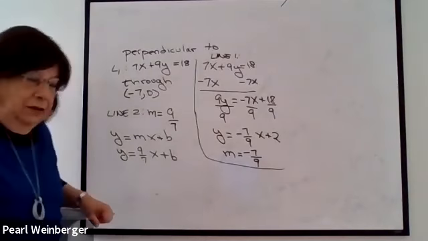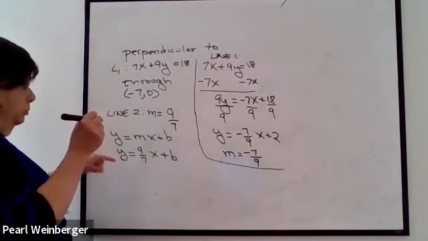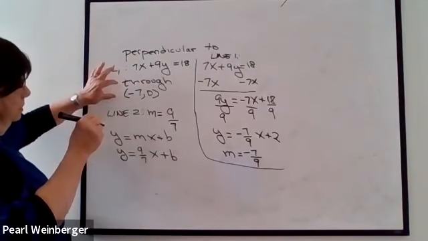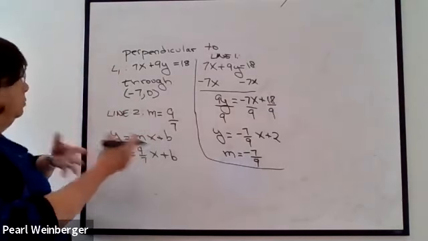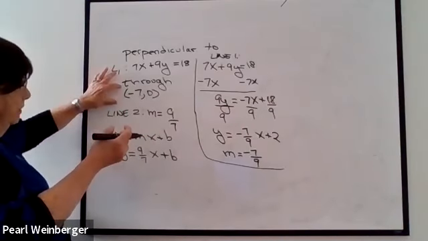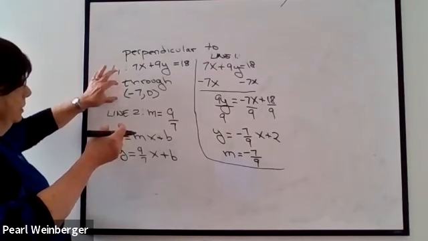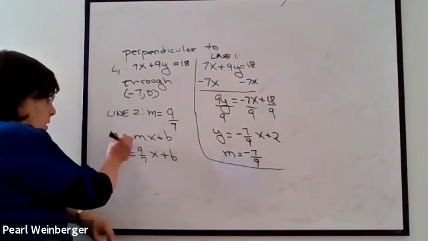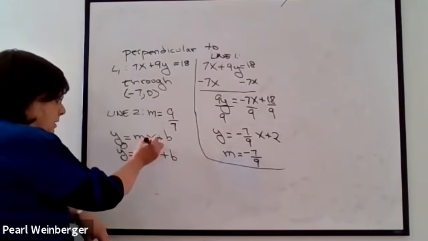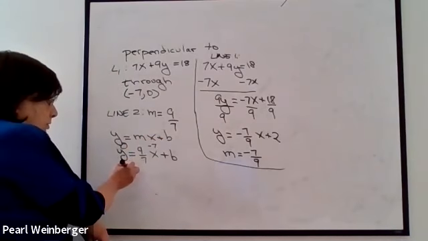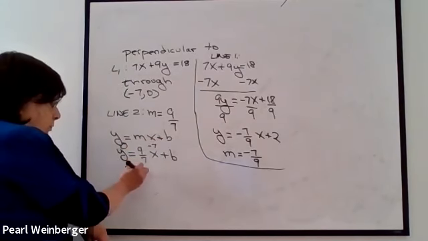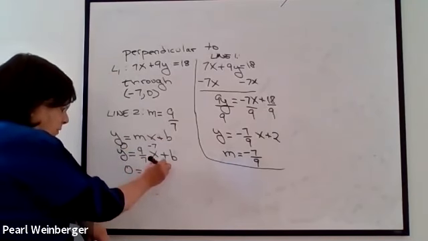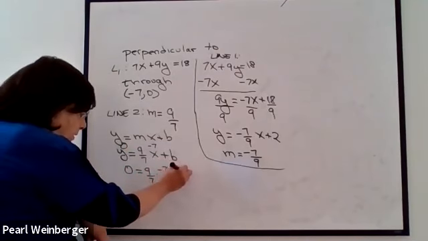Okay, let's do this together now. Remember what we do. Once we figured out the slope, we take the point. If there's more than one point, you can use either one, but there's only one point that they gave us, and stick it into the equation. So the y is going to be 0, and the x is going to be negative 7. So this will give me 0 equals 9/7 times -7 plus b.